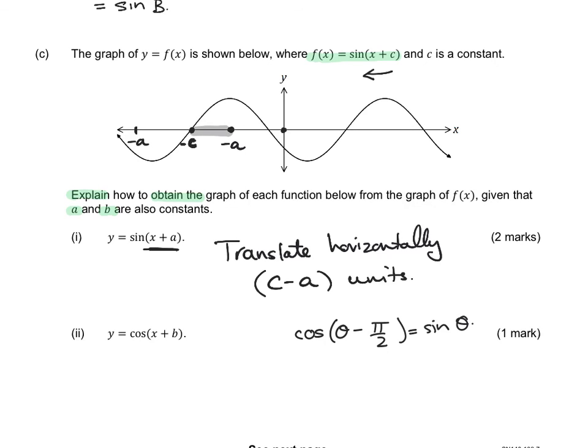So again, we need to move it C minus B, okay? But we also need to take off that. So we need to translate it C minus B minus 90 units. This is the difference between C and B. This is the difference between cos and sine.